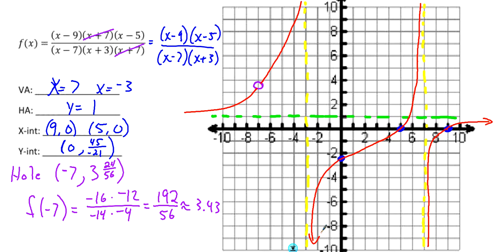And that is basically how you graph rational functions with holes in them. So it's basically not any different than what we've been doing. We just add in having to find that coordinate of where the hole is supposed to be.